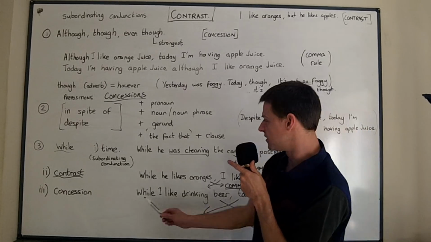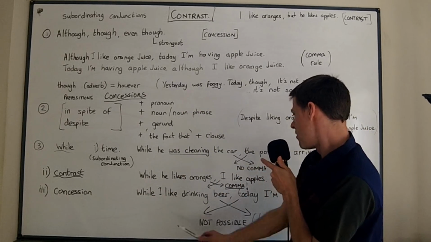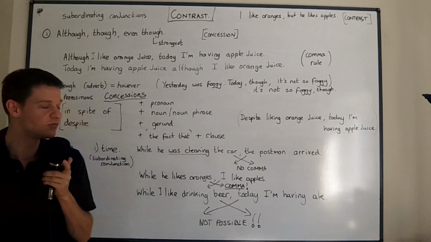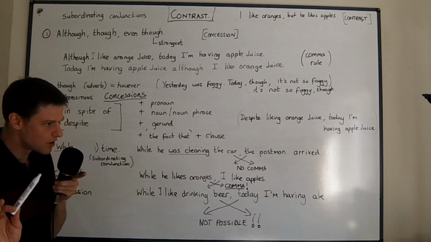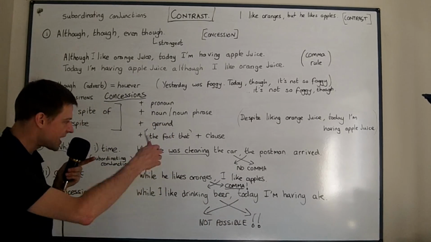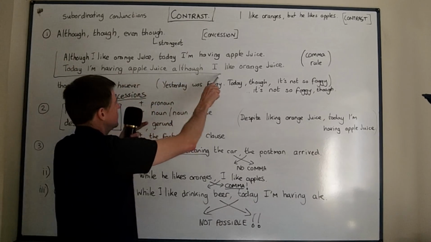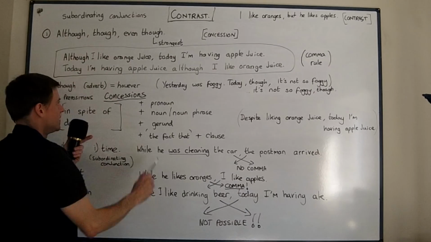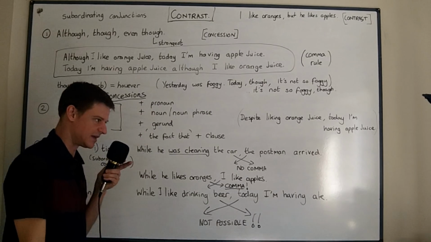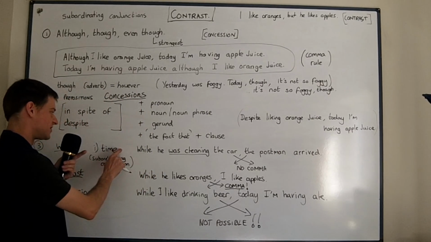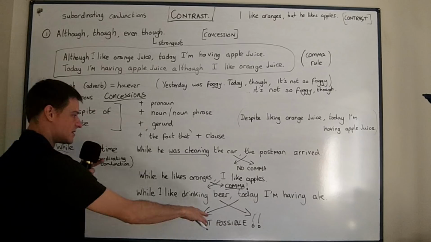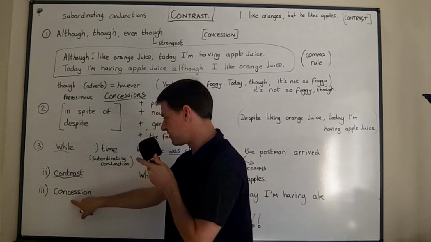Now, you can also see at the bottom one, we can use it for concession. While I like drinking beer, today I'm having ale. So this would be a concession, certainly. Now, what's worth remembering here is that you cannot reverse this sentence. With although, we can reverse this sentence, as you can see here. You can certainly reverse it, and we do. We use it either way. But with while, you cannot say, today I'm having ale while I like drinking beer. It sounds weird. It sounds like you're using while as a time expression. So don't put it round the other way. I mean, don't use while in the middle if you're making a concession.